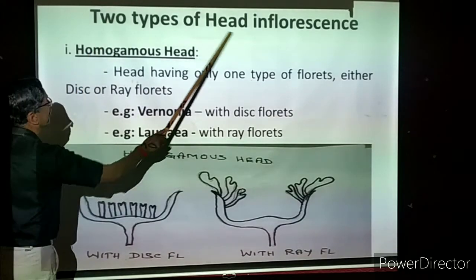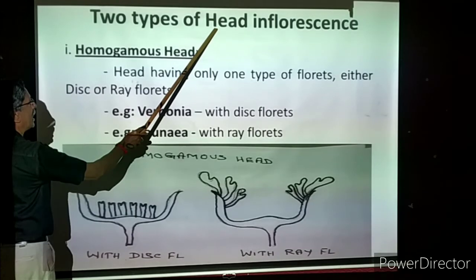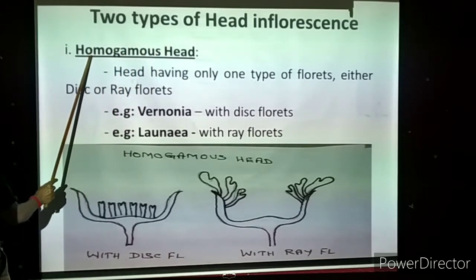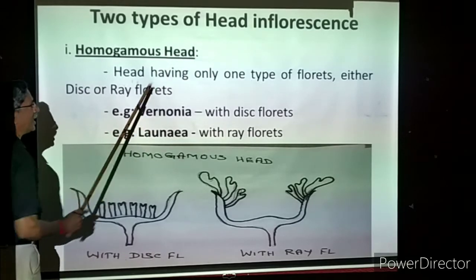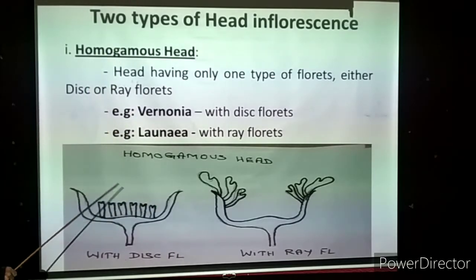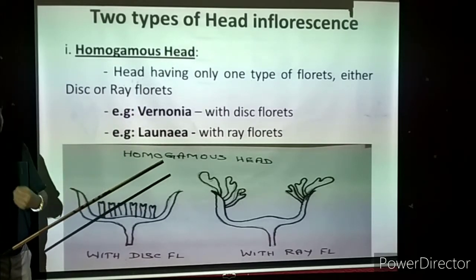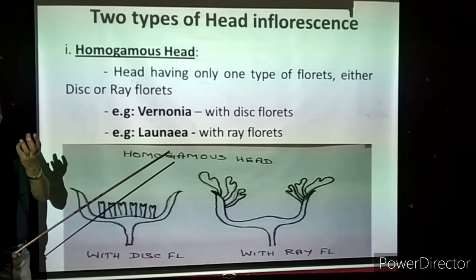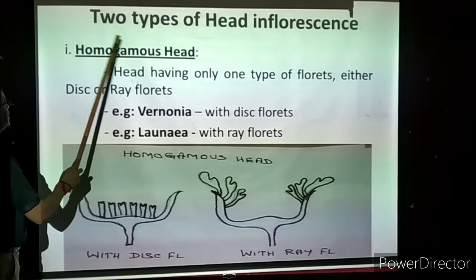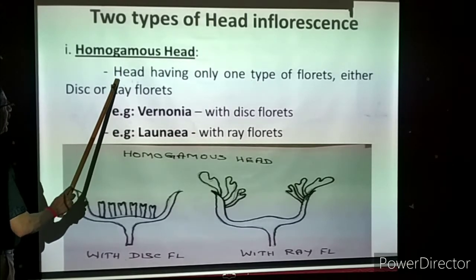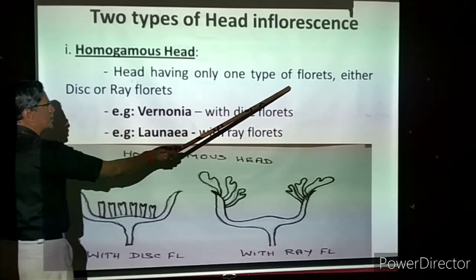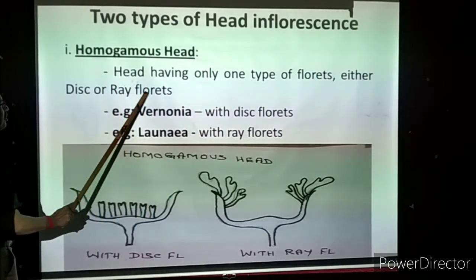Now we are going to talk about two types of head inflorescence. The peduncle has at its tip a cup-like structure. That is the head inflorescence. In the head inflorescence, there are two types. The first one is called homogamous head. Now what is the meaning of homogamous? Gamous means flowers. But in the head inflorescence, the flowers are reduced in size, so we use the term florets. Florets means reduced size flowers. Homo means one type. So in the head inflorescence, only one type of flowers is present. Either disc floret or ray floret, that we will see.